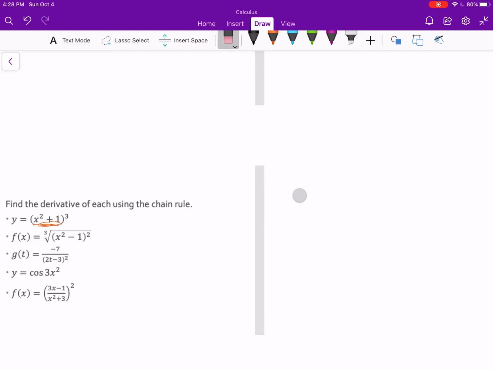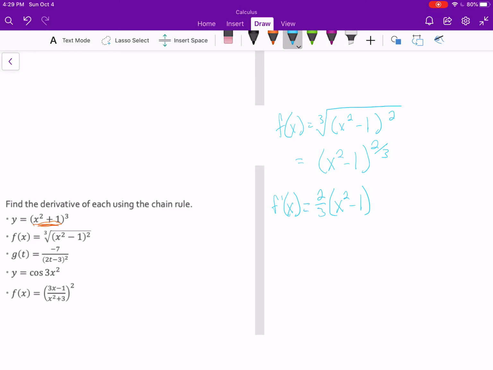So let's look at the second one, f of x. So we have f of x equals the cubed root of x squared minus 1 squared. Remember, we can rewrite that as x squared minus 1 to the 2/3. So to find f prime of x, we're going to do it exactly like we did in the last one. Bring down the 2/3, rewrite the inside, and subtract 1, so negative 1/3, and then multiply by the derivative of the inside, which is 2x.